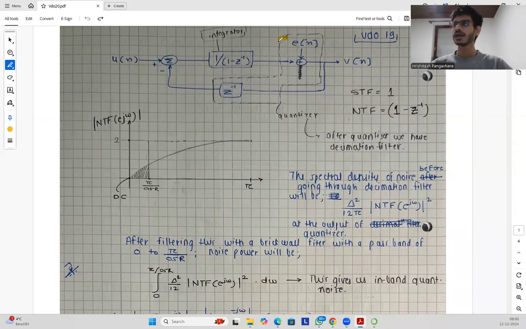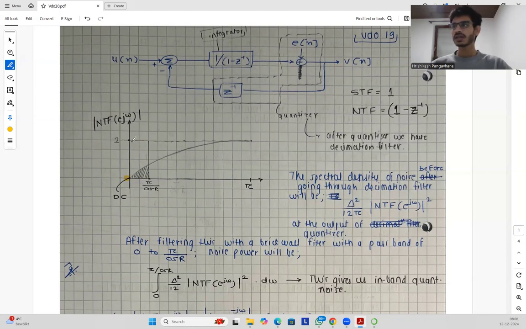We also saw that the integrator is followed by the quantizer. The quantizer is represented like this, which is an additive noise source, and it obviously has a delay. We also looked at the curve of the NTF, and when we evaluate it at infinity, it goes to 2, and at DC, where z equals 1, it faces infinite attenuation. So basically, it is 0.